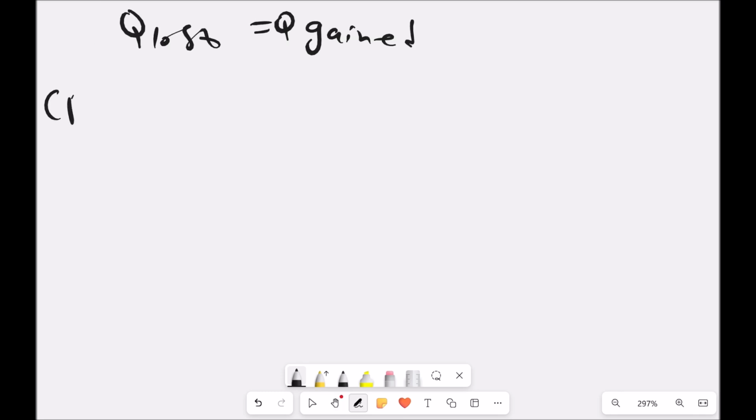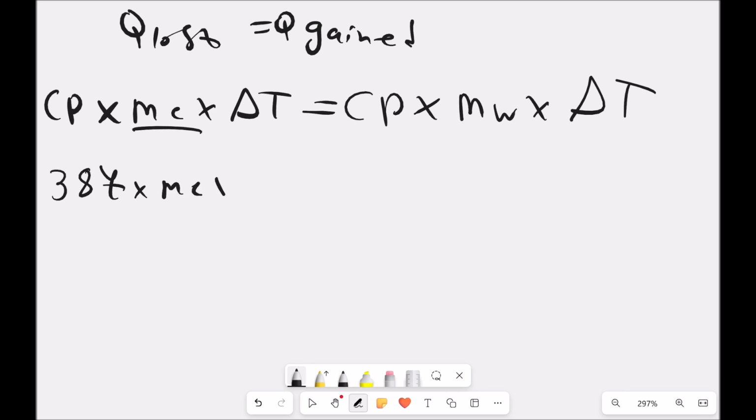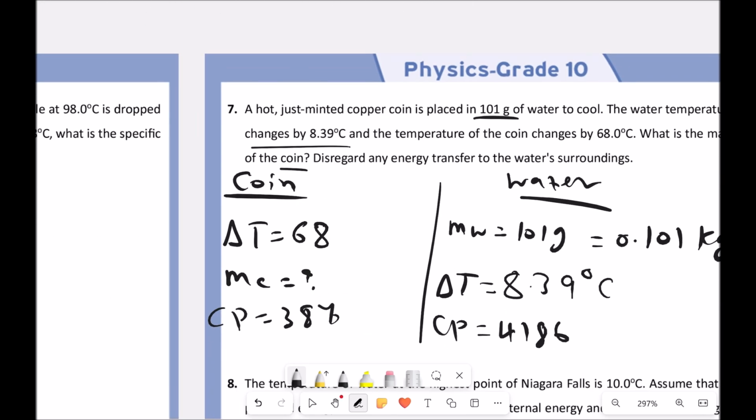Write the full equation. You have Cp of the coin times mass of the coin times the temperature change in the coin is equal to Cp of the water times mass of the water times the temperature change. Cp of the coin is equal to 387. Do you have the mass? No. So you're going to say times mass times the temperature change in the coin is equal to 68. Then this is equal to Cp of the water, which is 4,186, times mass of the water, which is equal to, what was the mass? Sorry.